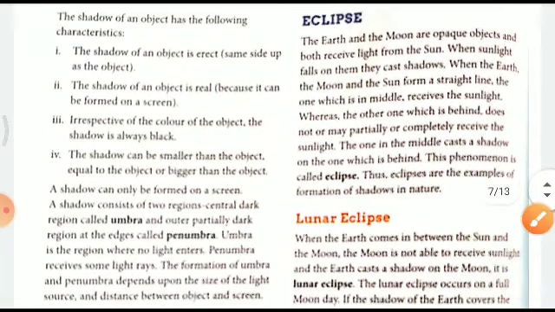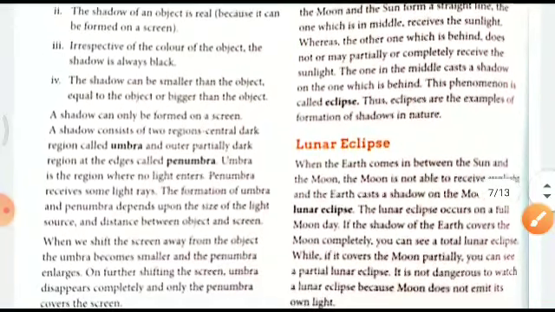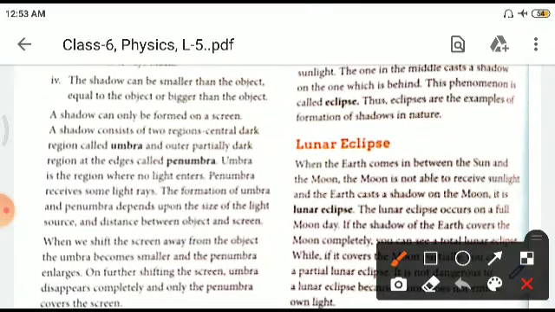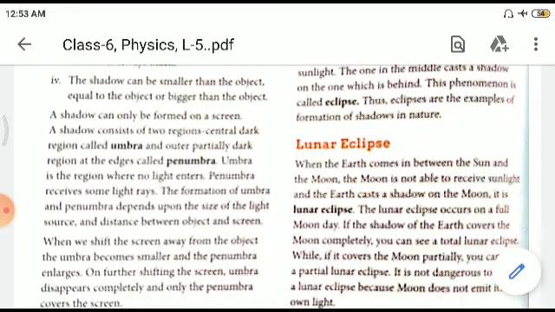A shadow can also be formed on a screen. A shadow consists of two regions. Central dark region is called umbra, and the outer partially dark region at the edges is called penumbra. Umbra is the region where no light enters. Penumbra receives some light, right? So umbra will be the position where the shadow will be the darkest, and penumbra will be the place where the shadow will be the lightest. See, you need to learn these much by heart.